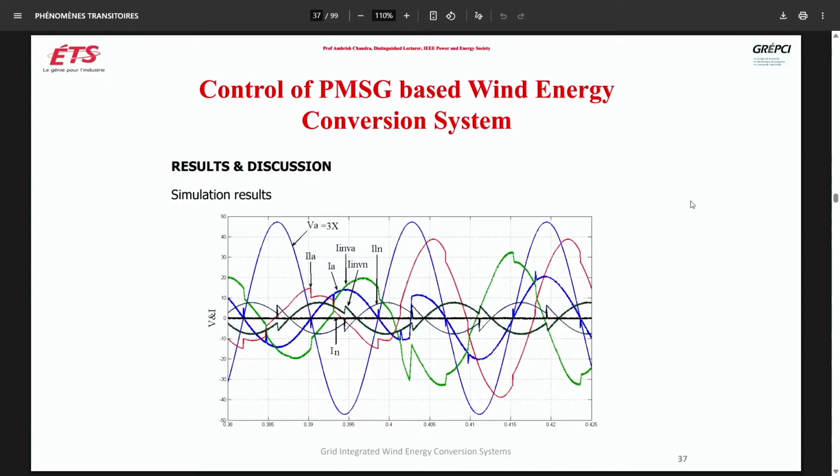So if you see, the grid neutral current is 0, because load neutral current is being cancelled by the inverter neutral current. So it is compensating for zero sequence current also.